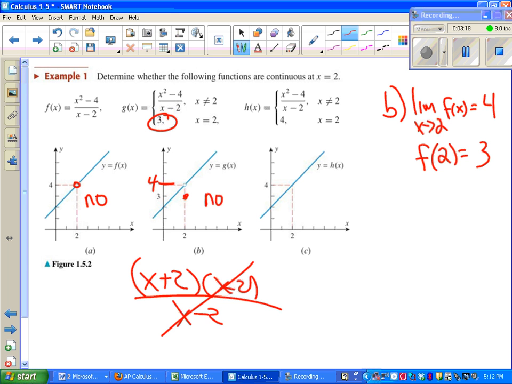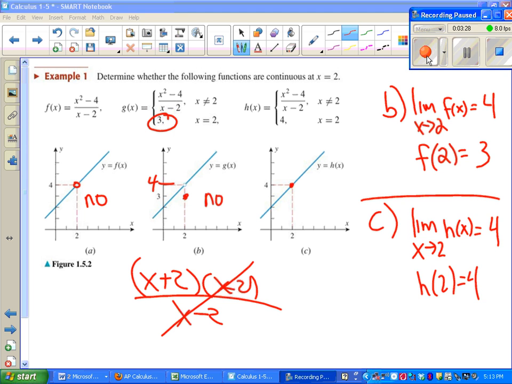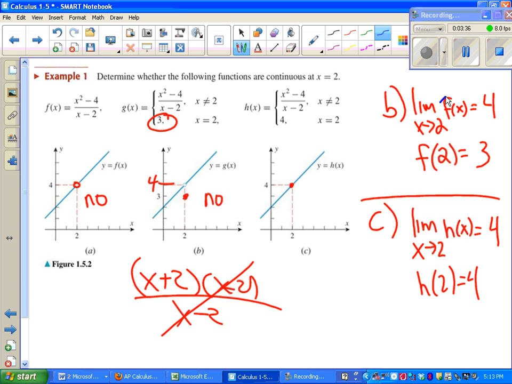Part C for the h of x fills in the dot right at 4, which makes the limit and the function value equal to each other. And that's it. If you thought you were going to get lucky and catch me in a mistake, I did catch my own. This should not have been an f of x. This was a g for the second function. Almost got me though.